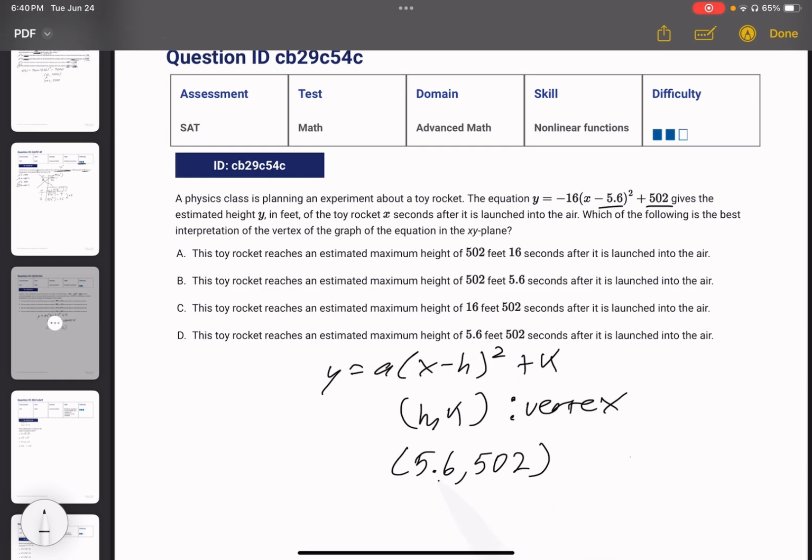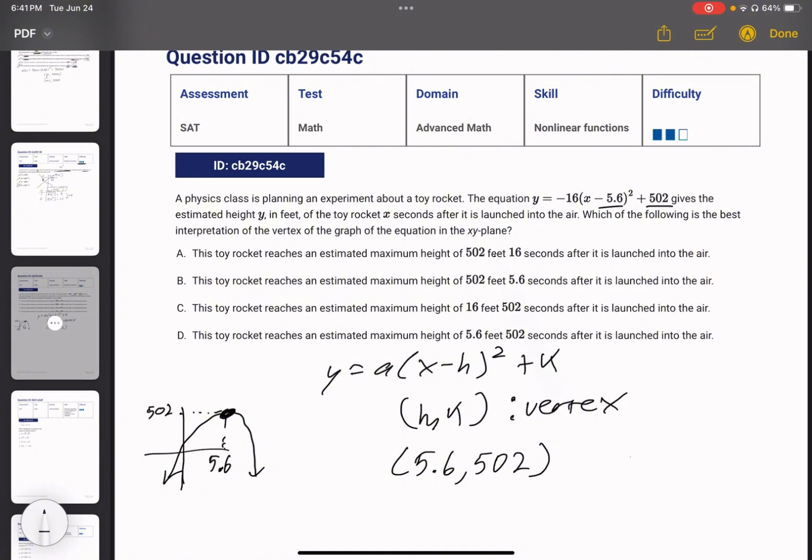So this is the x point theoretically, and this is the y point where the parabola is going to be at its minimum or maximum. And in this situation, since a is negative, it's going to be a parabola like this, and that means it will have a maximum. Therefore, at 5.6 seconds, the rocket will reach a height of 502 feet.